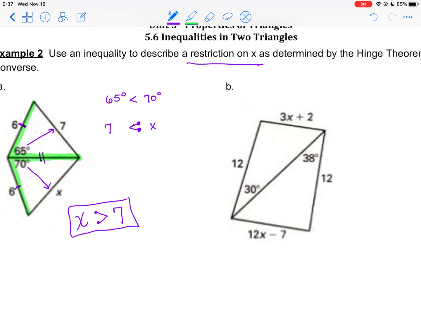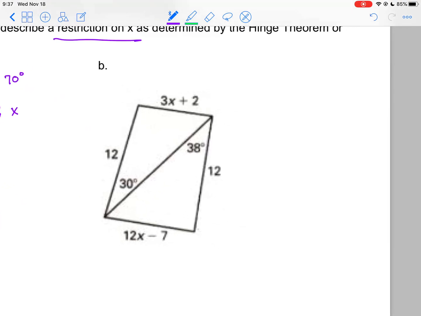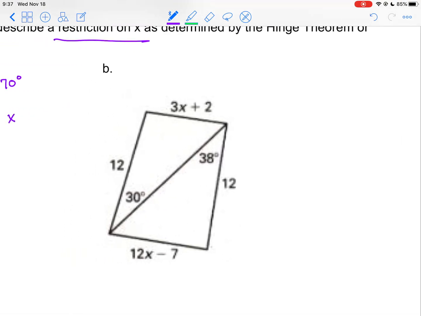So that's what it means by a restriction on x. That means to write an inequality to describe numbers that would work. So as long as x is longer than 7, it goes by the hinge theorem. All right, so looking at this next one, I have my congruent sides. And then I notice a shared side, so that's going to be congruent to itself. So here is my hinge angles. So I've got the 30-degree angle and the 38-degree angle.